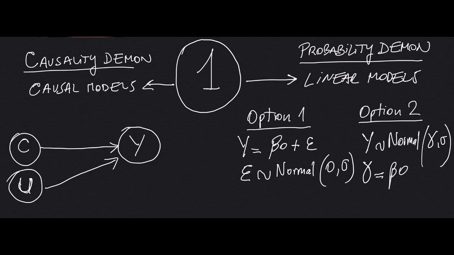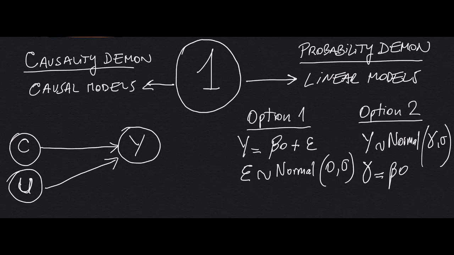Causal models and linear models are very different. They belong to different realms. The causal models belong to the realm of the causality demon, and the linear models to the realm of the probability demon. So remember, the causality demon deals with models about reality. They're very simplified models, but they're models about reality. Whereas the probability demon deals with models about populations and samples of values or numbers.